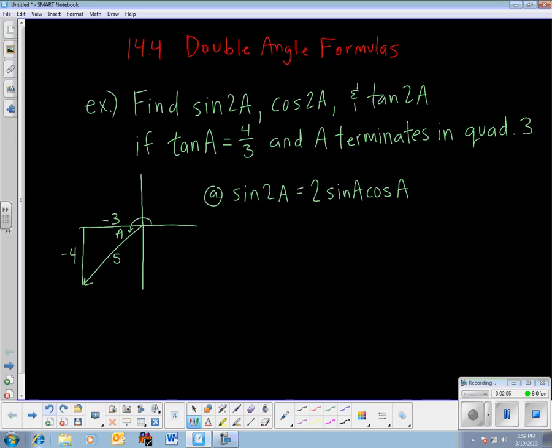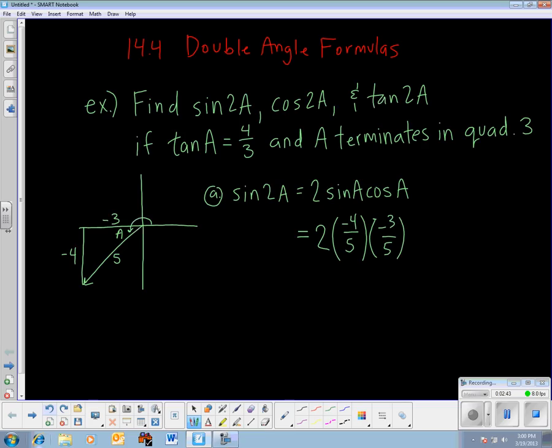So sine 2A is going to be based on this angle setup: 2 times the sine of A times the cosine of A. Sine of A is the opposite over the hypotenuse of this triangle. So the opposite over the hypotenuse is -4/5. Because I'm going downward, I know it's got to be negative. That's why that -4 is important to have on your triangle. The cosine of A is adjacent over hypotenuse, or -3/5.